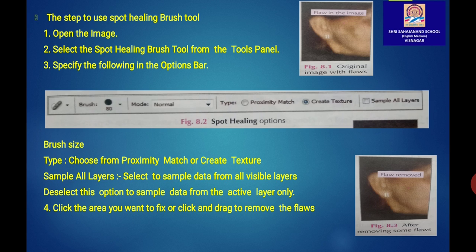Then type, choose from proximity match or create a texture. Here given the option, see in the figure, you can select as per your requirement. Then sample all layers. Select to sample data from all visible layers. Deselect this option to sample data from the active layer only. Now fourth one, click the area you want to fix and click and drag to remove the flaws.